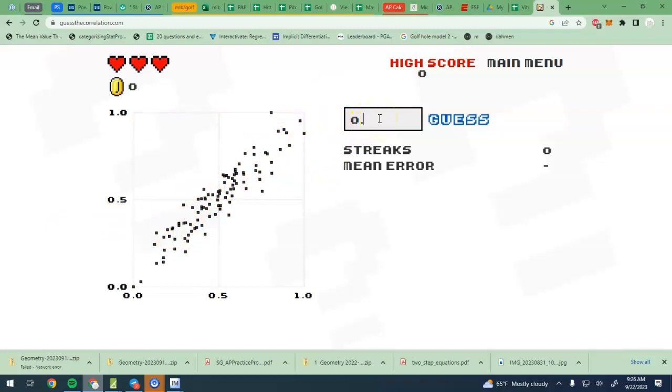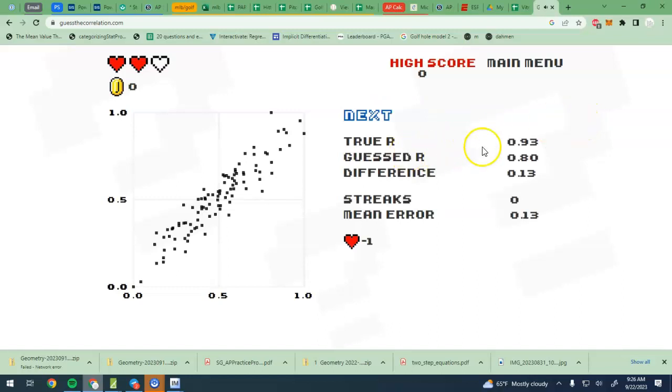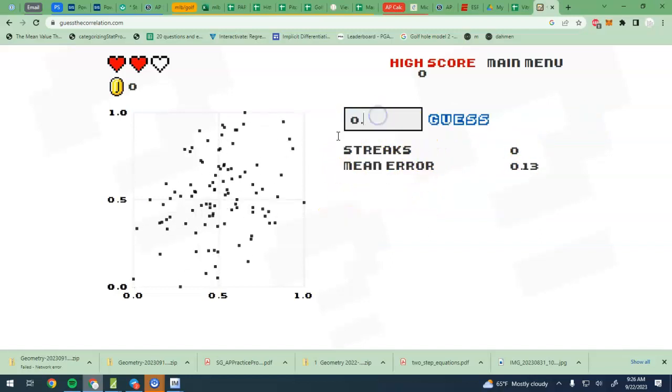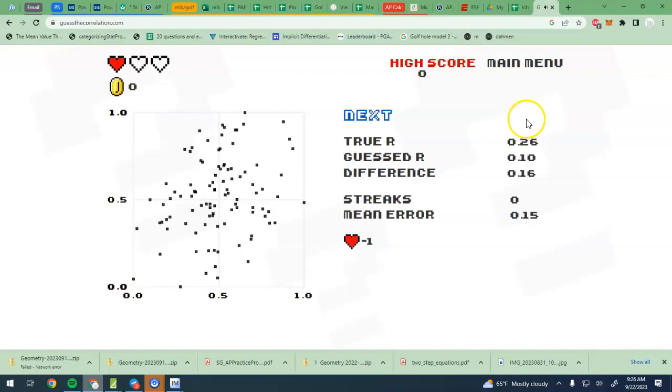They're not perfect, but, alright, someone raise your hand, give me a guess. Carter, what do you got? 0.8. So it is 0.93 is the true R. That's pretty close. Next. You think it goes up? I think 0.1 is decent. 0.26 is stronger than I thought.